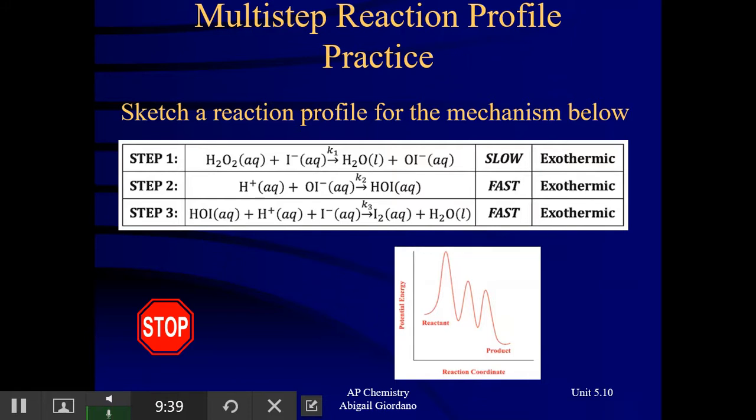A second point would be earned for showing that each individual bump, each individual curve, has its products lower than its reactants because each curve was exothermic. A third point would likely be earned for simply having the first curve for step 1 being the tallest. Why? Because we were shown that it was the rate determining step, so it must have the greatest, highest activation energy.